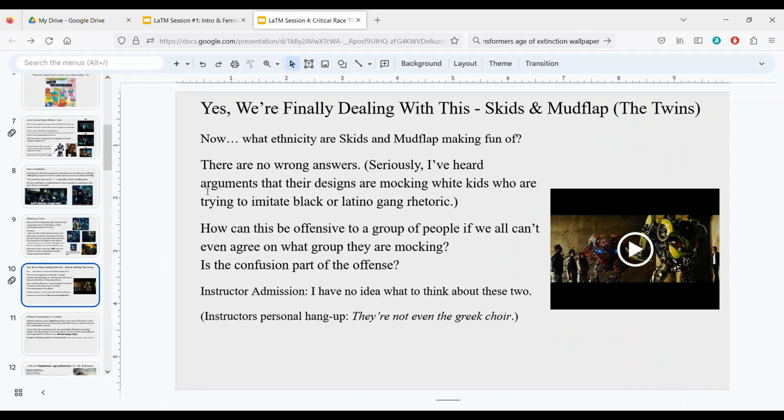And then, yes, let's finally deal with Skids and Mudflap. So, Tommy, you remember who Skids and Mudflap are, I assume? Yes, I do. Okay, good.